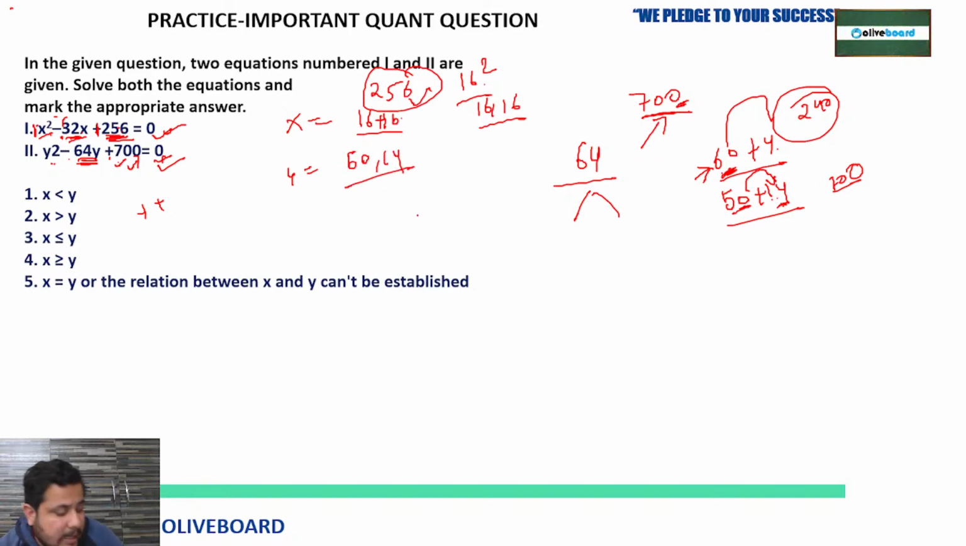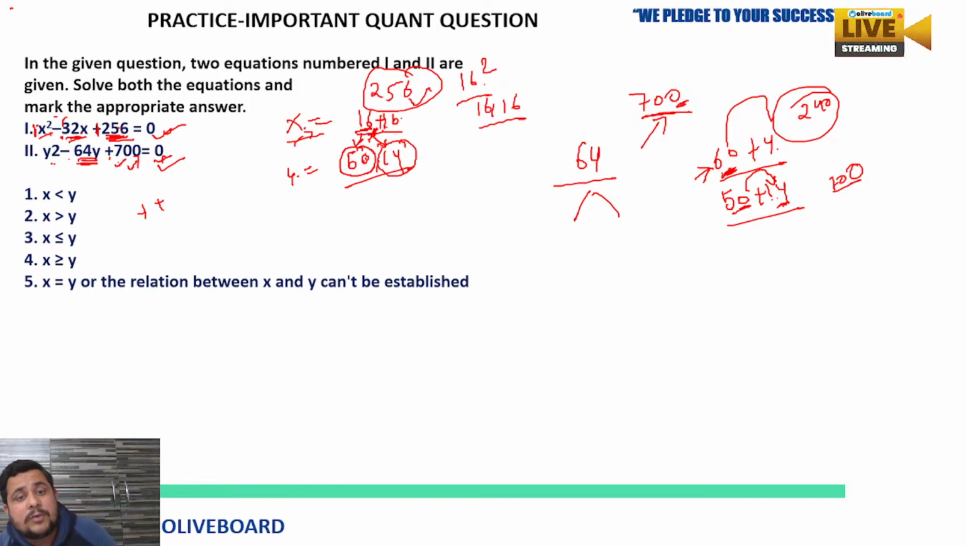So what will be the answer in this case? Tell me fast, everyone. See, x is 16 and 16. So the first value of x is 16 and the second one also 16. When we compare it with the first root, 16 is less than 50, so x is less than y. But the second value of y is 14, which is less than x.